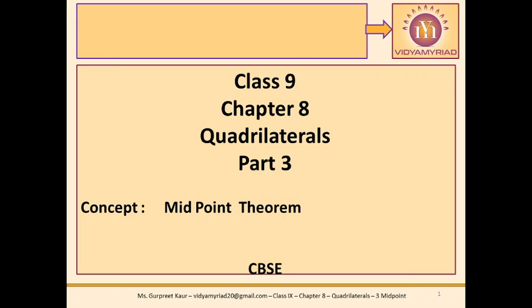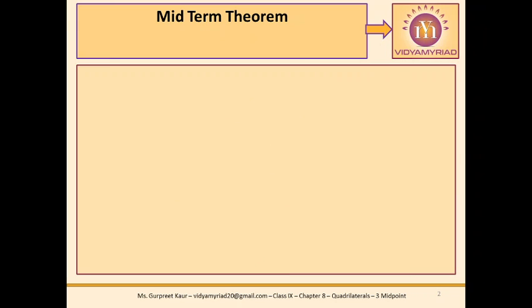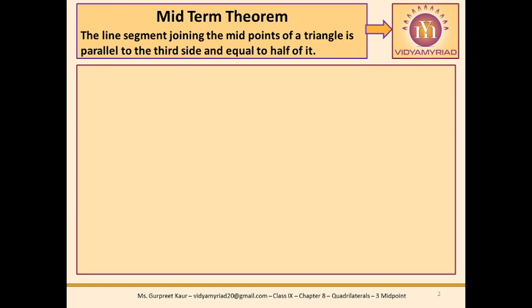This video is made for class 9 on chapter number 8, Quadrilaterals, and here we are going to do the questions relating to the midpoint theorem. First of all, let's start with what the midpoint theorem is. It says the line segment joining the midpoints of two sides of a triangle is parallel to the third side and equal to half of it. So let us prove this theorem first.